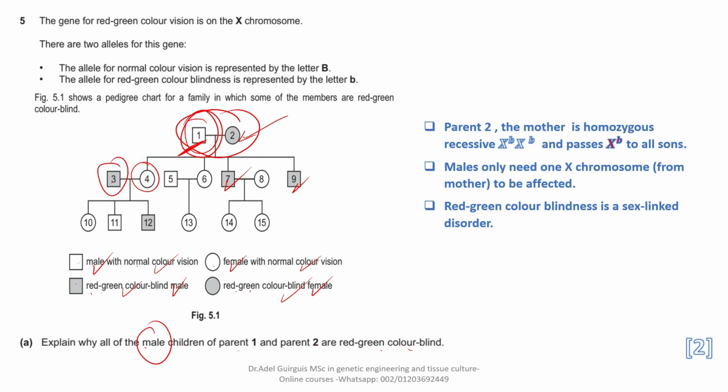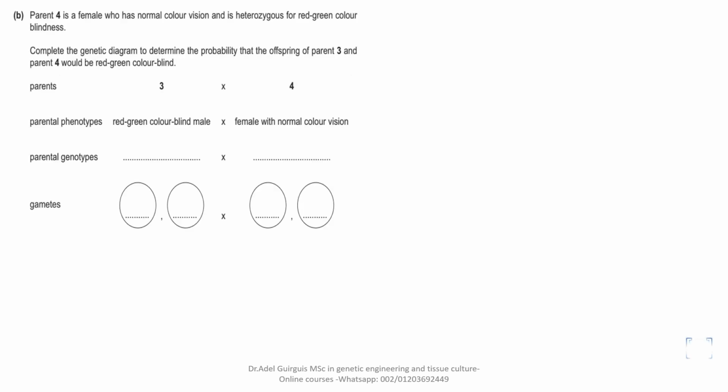3 is a male affected by color blindness. 4 is heterozygous. Heterozygous can distinguish between red and green, but it carries a recessive allele in its genotype. Look here for 4. Now the red-green color blind male is XP small Y, and the female with normal color vision but heterozygous for the trait carries only one XP small in her genotype. So her structure is XP capital, XP small.